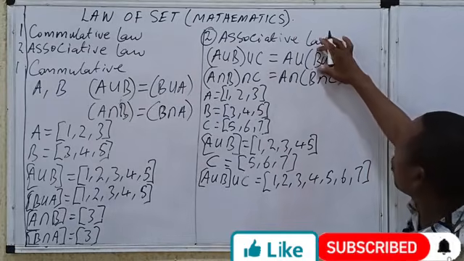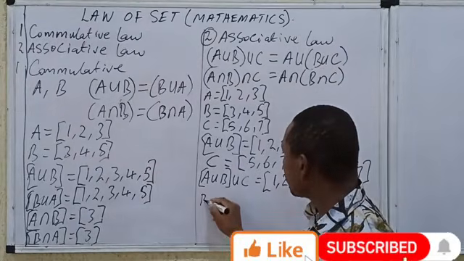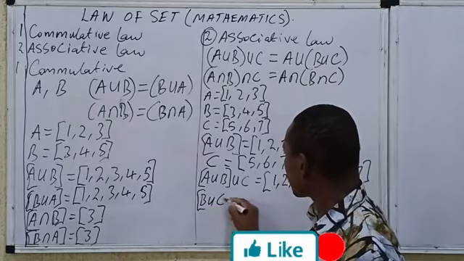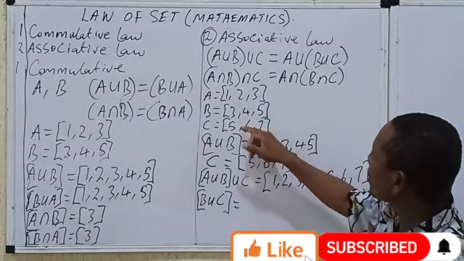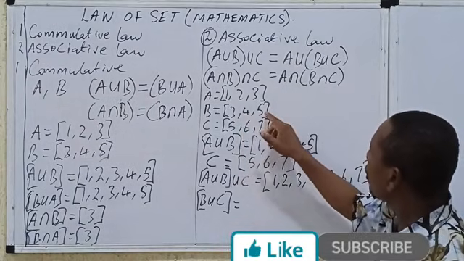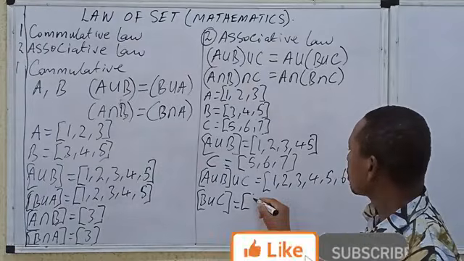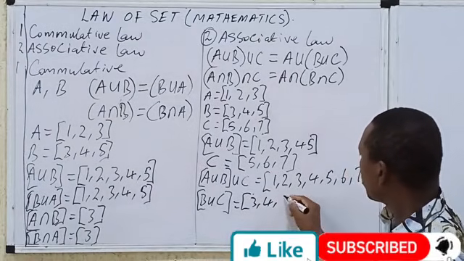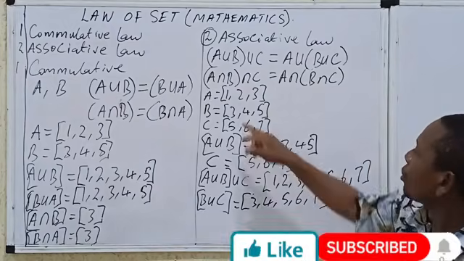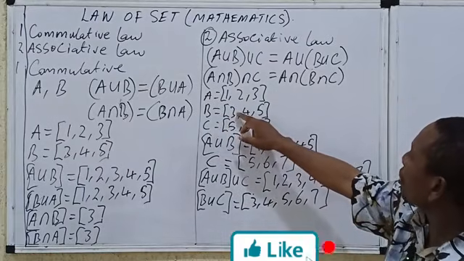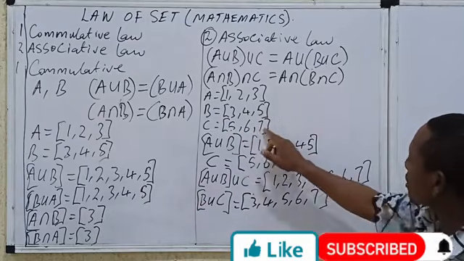Now let's solve the other one. First, you have to look for the union of B and C, B union C. Where is B? This is B and this is C. So we have 3, 4, 5, and 5, 6, 7, with 5 present in both. So we have 3, 4, 5, 6, 7. Remember, what I did is simple: I'm picking all the elements here, and 5 is present in both, so you pick one. Then 6, 7. So that's what we have here.